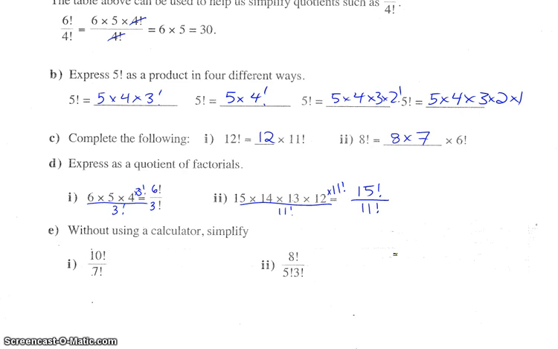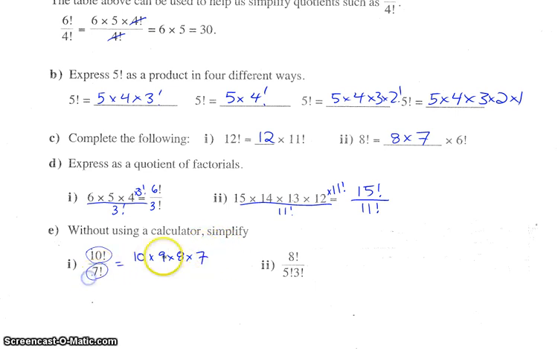Okay, E, without using a calculator, simplify 10 factorial over 7 factorial. So the idea is to expand your larger factorial. So 10 factorial would be 10 times 9 times 8 times 7, and we could keep going, right? Times 6 times 5 times 4.